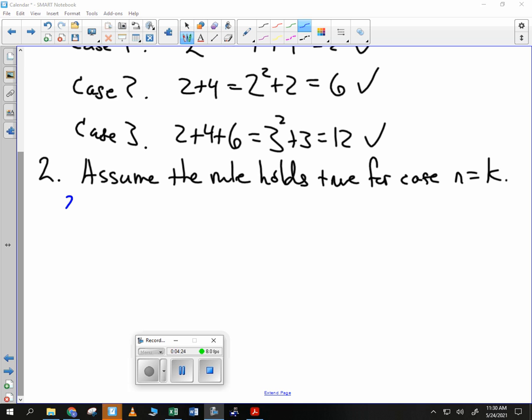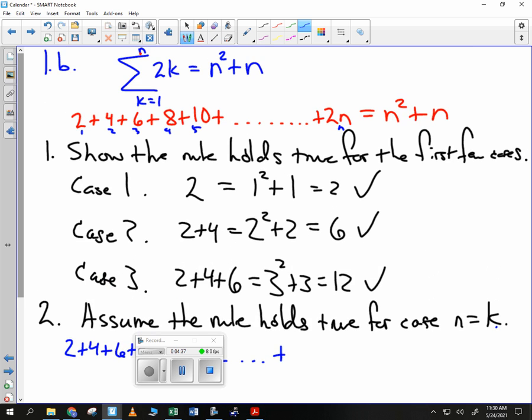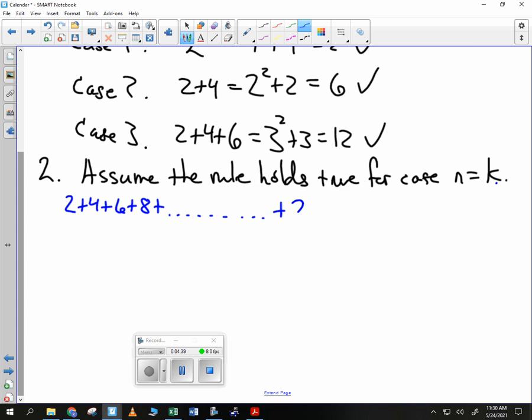So it would be 2 plus 4 plus 6 plus 8 plus, you could stop at 6 or 8 or 10 or whatever. I'm just going to go dot, dot, dot, dot, dot, plus, and we are going to stop at k this time. So if you plug k in, you just get 2k. And that is equal to then k squared plus k. And that is your inductive hypothesis.